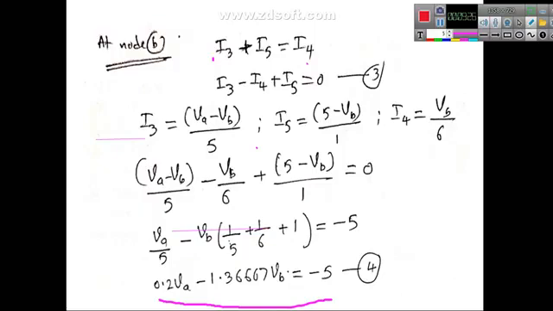Equation number 2 represents your nodal equation corresponding to node A. This equation number 4 represents the nodal equation at node B. Then these two equations you can put in matrix form. Then you have two equations and two unknowns. You can easily get the values of VA and VB.